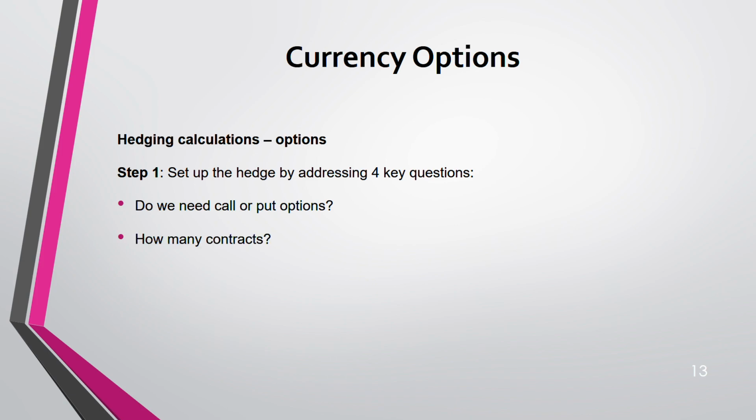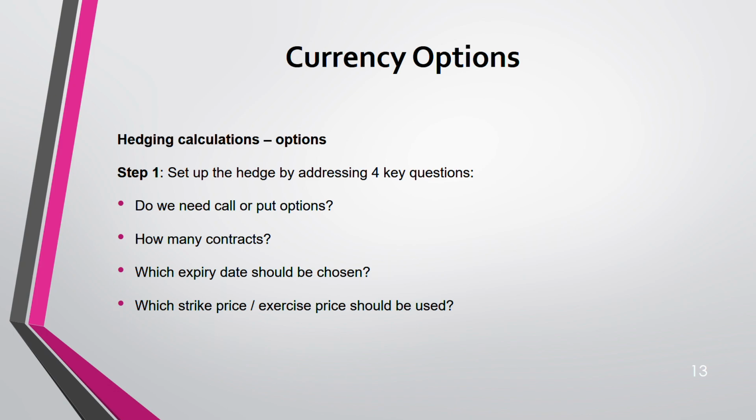How many contracts? Same as future. Which expiry date? Also same as future, because option is also like that: March option, June option, September option, December option. Which strike price or exercise price should be used? You might be given multiple exercise prices, and you have to choose the exercise price which gives you the lowest net payment or highest net receipt.